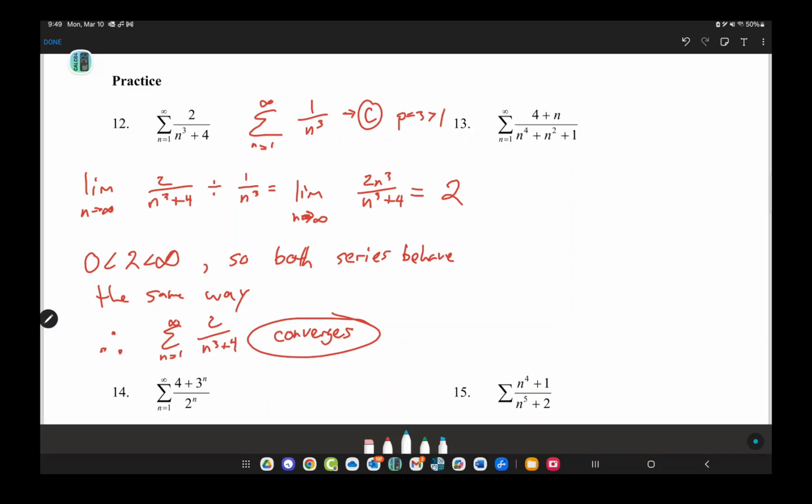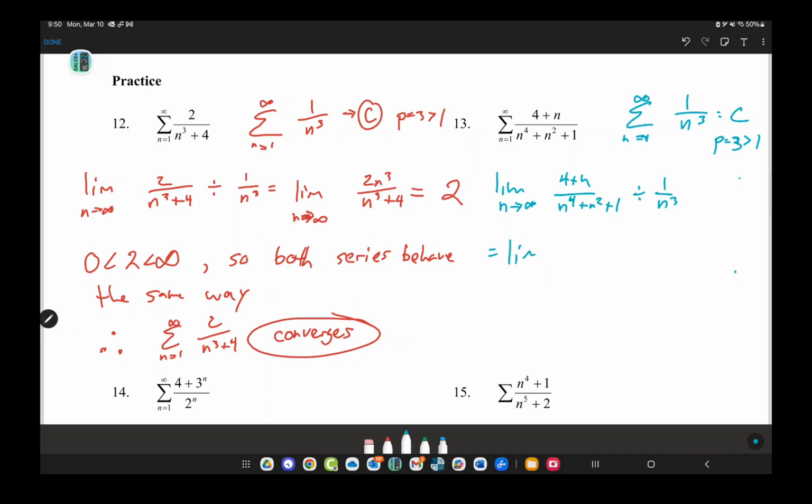So I should probably compare this to the sum as n equals 1 to infinity of 1 over n cubed. If we just did number 12, this does converge. So this converges because p is equal to 3, which is greater than 1. So we take the limit as n goes to infinity of (4 plus n over n to the fourth plus n squared plus 1) divided by 1 over n cubed.